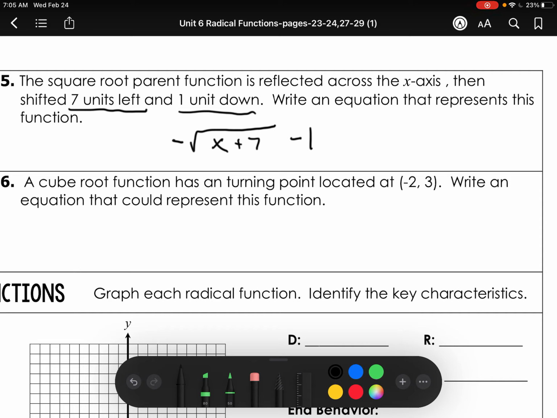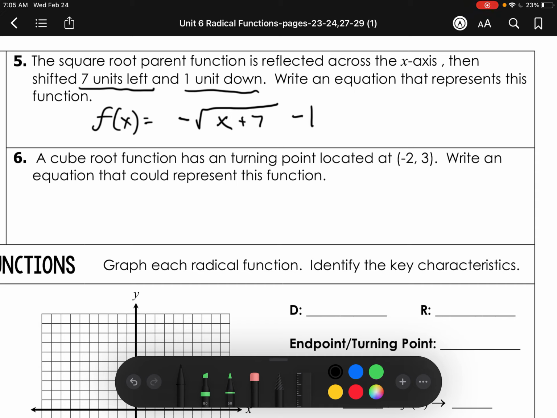And it tells us to write an equation that represents this function. So f of x is equal to negative square root of x plus 7 minus 1.